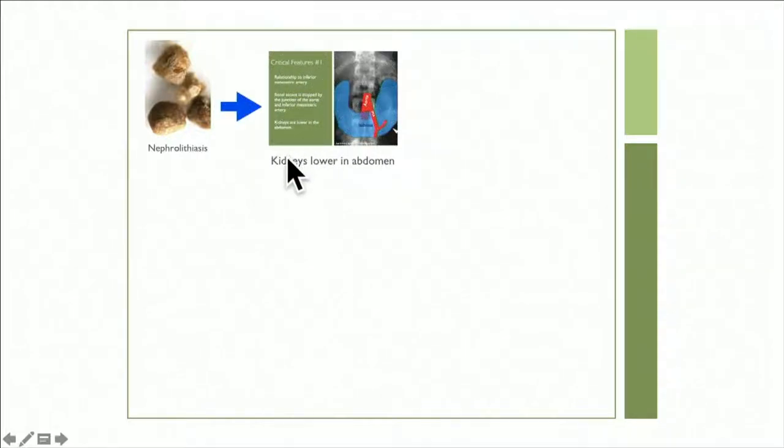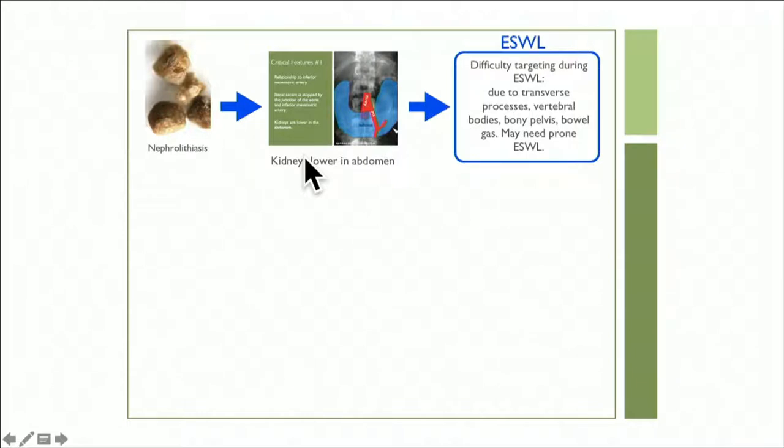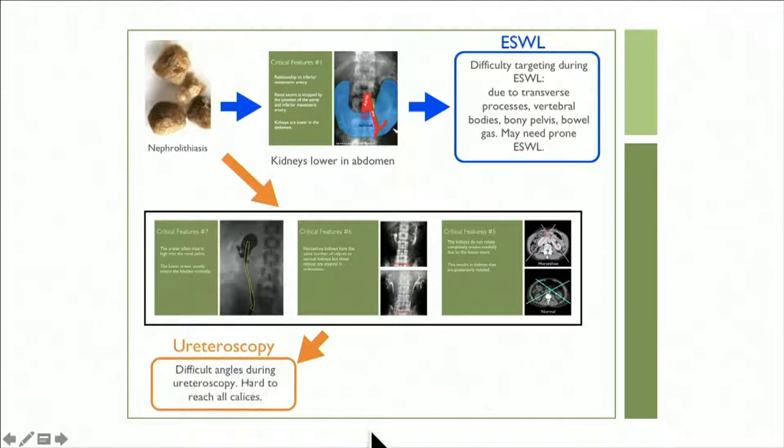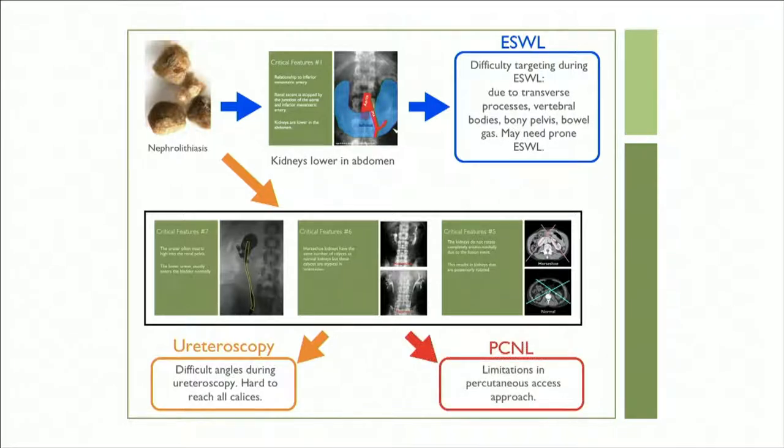So when we're faced with stones in the horseshoe kidney, let's think about those critical features. The kidneys are lower in the abdomen. That may impact your ability to target them with shockwave lithotripsy, although generally it is possible to do so. Occasionally they may require prone shockwave to address those stones. They have this high insertion and these issues of drainage. This can have an impact on ureteroscopy, making angles to the lower pole and the collecting system within the isthmus difficult, and it can affect your percutaneous access, again, because they're lower and have a different angle of approach.